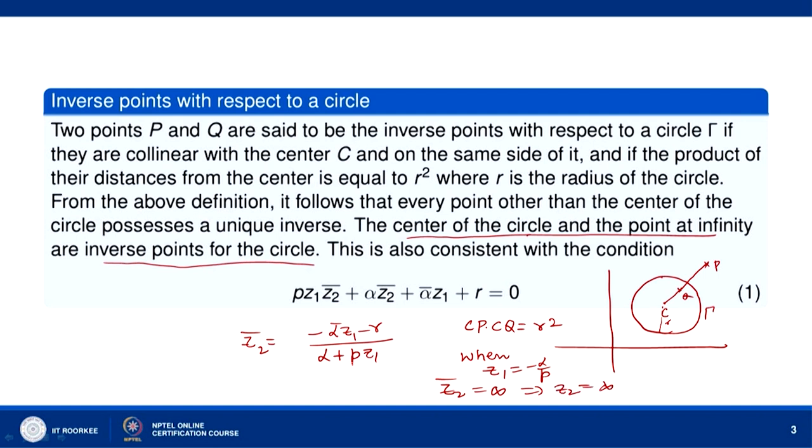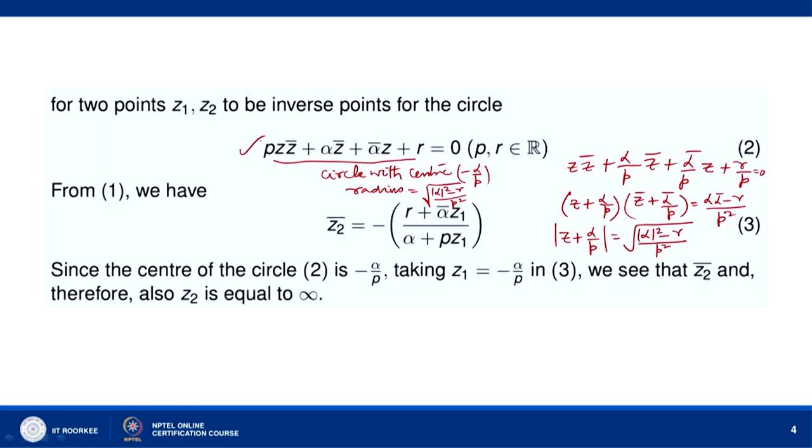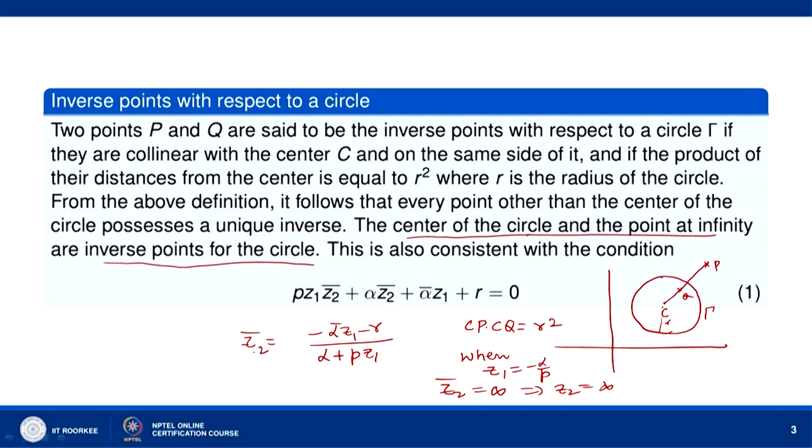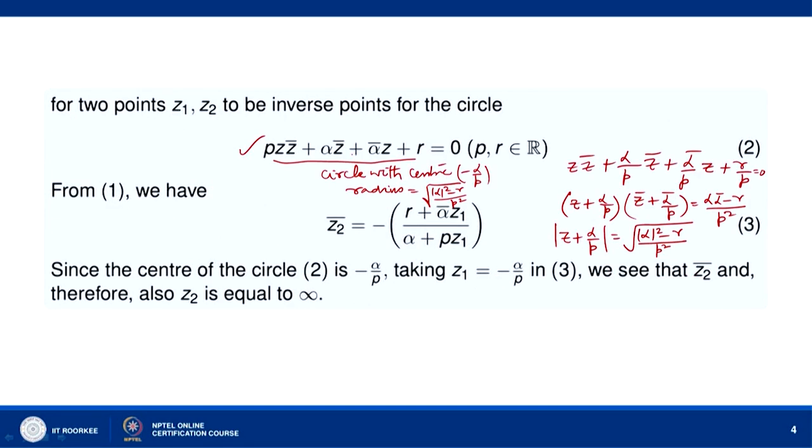So the center of this circle is minus alpha by p. And when we put minus alpha by p in this condition for z1, we get z2 bar equal to infinity, and so z2 equal to infinity. So that means the center z1 equal to minus alpha by p and z2 equal to infinity are inverse points with respect to the circle p z z bar plus alpha z bar plus alpha bar z plus r equal to 0.